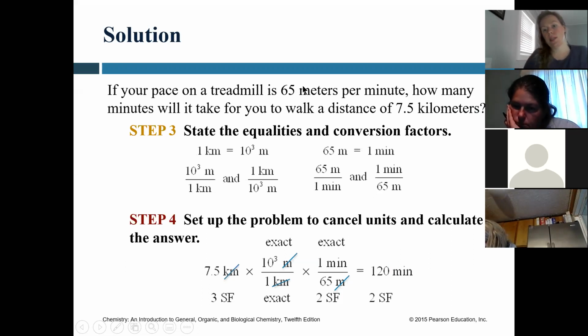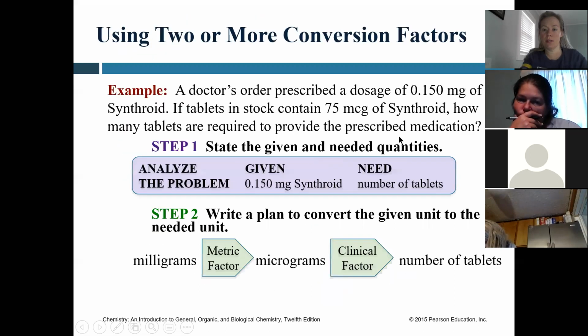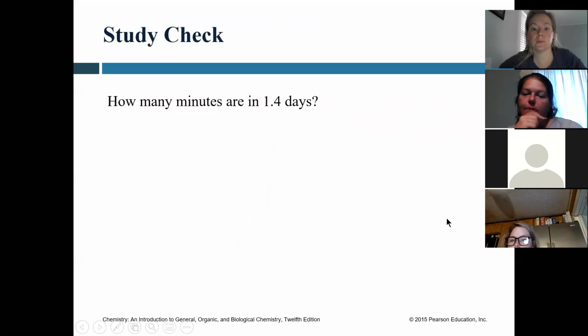So sometimes within a given problem, you'll be given a conversion factor. Same thing with that last problem, the conversion factor for the pill dosage was that one tablet is equal to 75 micrograms. If this was a different medication, that number could change, right? So you've got to be able to pull out conversion factors for a given problem.